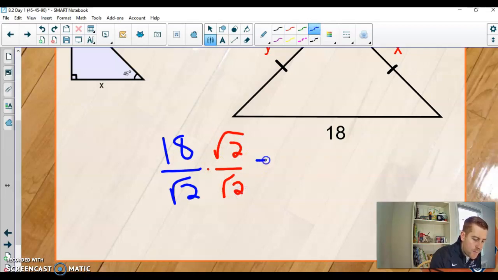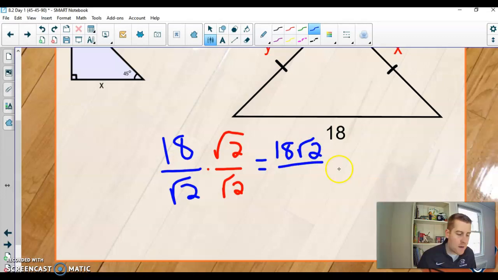Okay, multiply across. 18 times the square root of 2. Well, one's inside a radical, one's not. So I'm going to leave it as 18 square root of 2. On the bottom, we have square root of 2 times square root of 2. Both of those are inside radicals, so we can multiply their radicands together, and we would get the square root of 4.